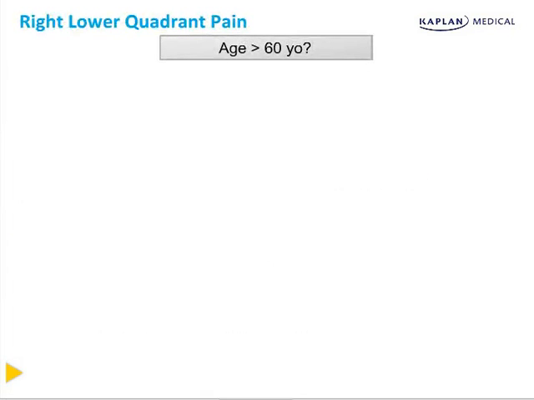Let's take a step back and review the differential diagnosis and treatment options of the different causes of right lower quadrant abdominal pain. If you get a question about right lower quadrant pain, and you will likely see at least one on test day, the first additional piece of information to consider is age. While there are many causes of right lower quadrant pain, very few affect the elderly.